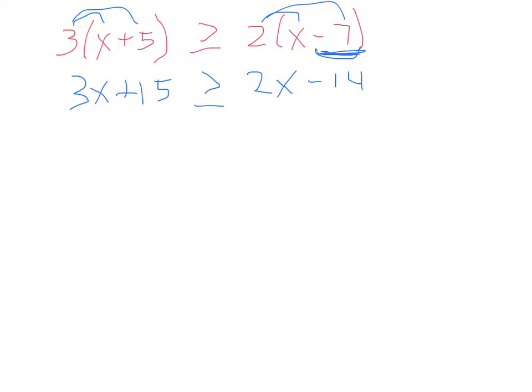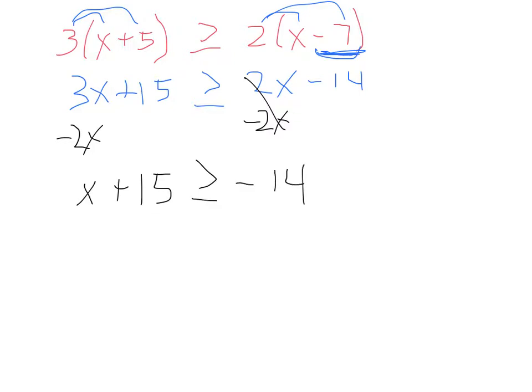Okay, so next, let's go ahead and get rid of the smaller variable. 2x is smaller than 3x, so we're going to get rid of that. We're going to move that over by doing the opposite. Minus 2x from both sides. There we go. 3x minus 2x is just 1x or x. Okay, let's bring down everything else.